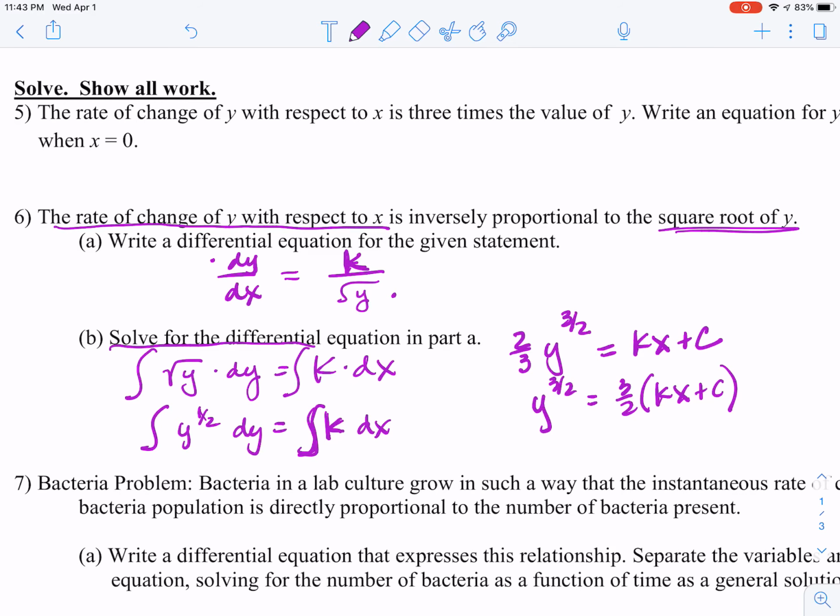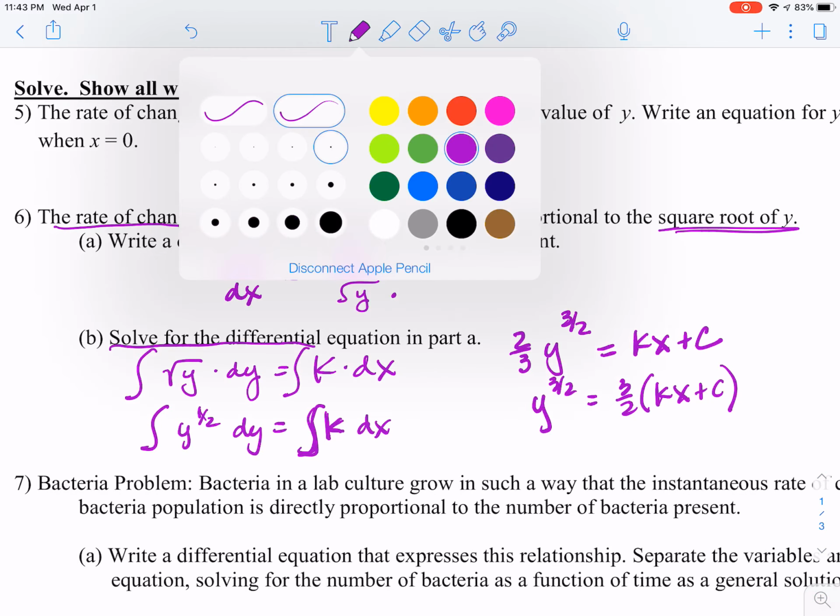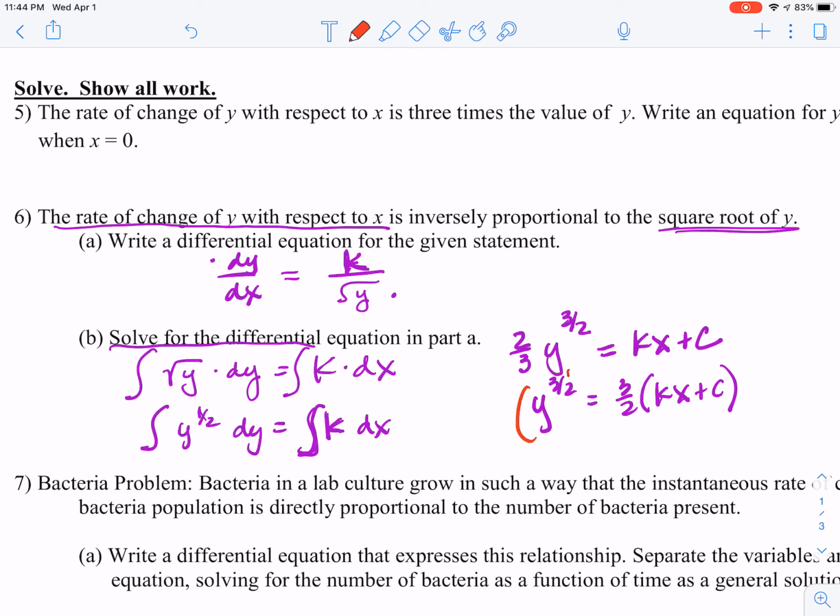Because when you raise, I'll use a different color here. When you raise this to the 2/3 and you do the same thing over here to the 2/3, power to a power rule says you multiply. Well, 2/3 times 3/2 is just 1. So that's y is going to equal 3/2 times (kx plus c) to the 2/3. Okay, now it didn't say we had to simplify. We don't have any specifics, so we leave those variables k and c in it, and we're done.